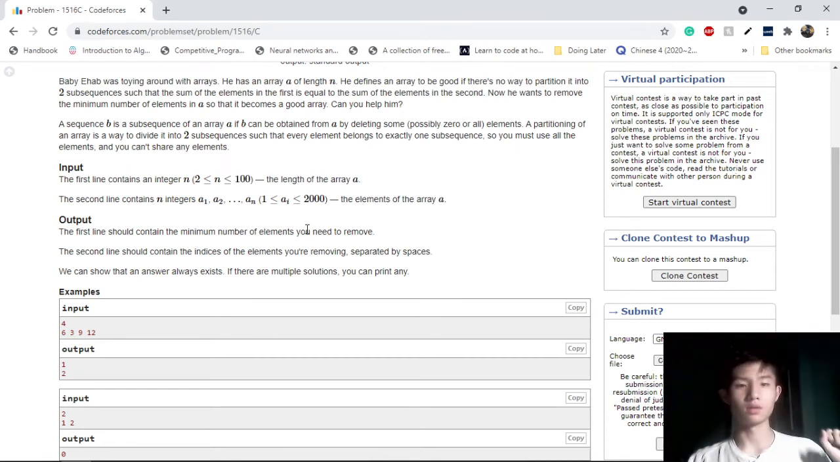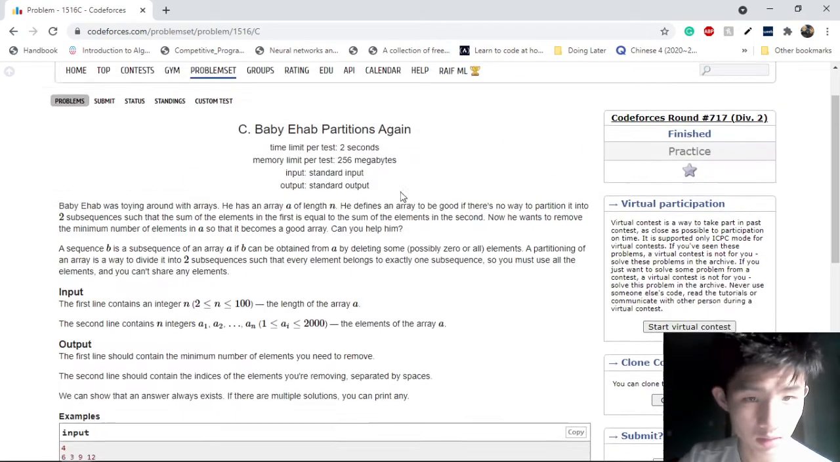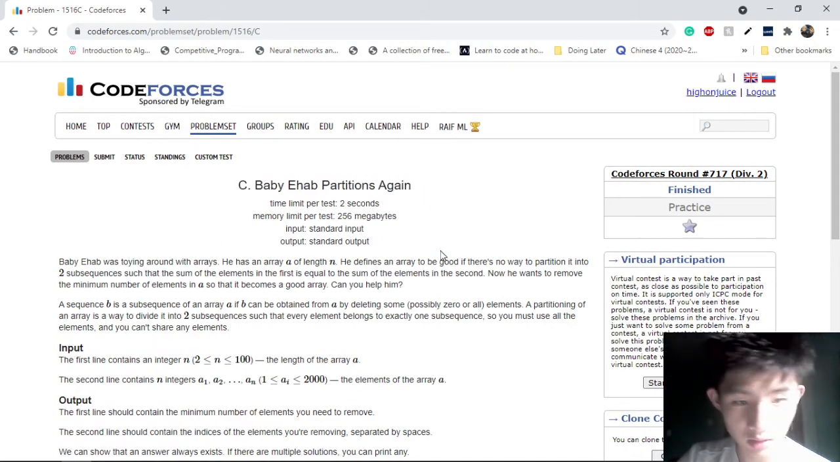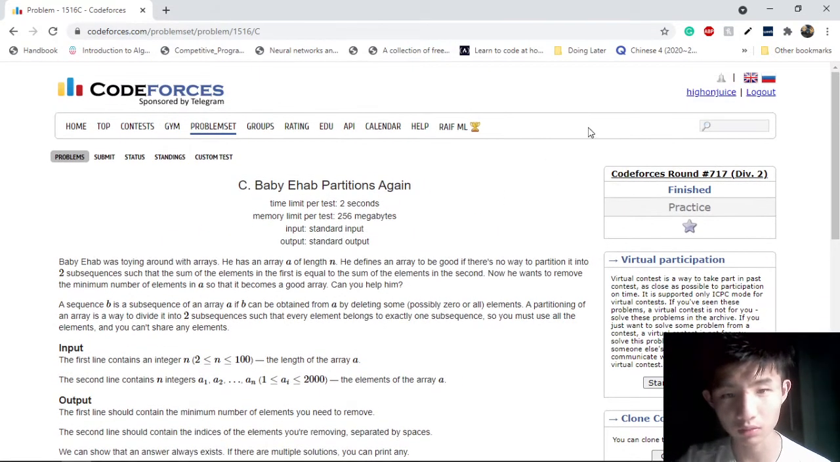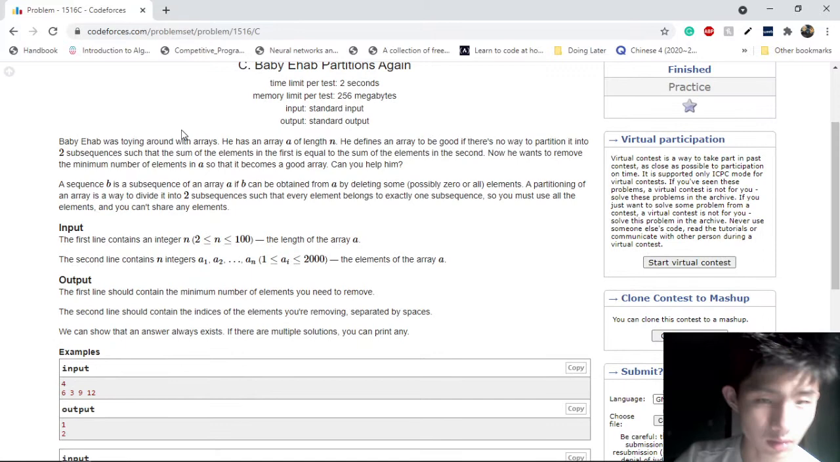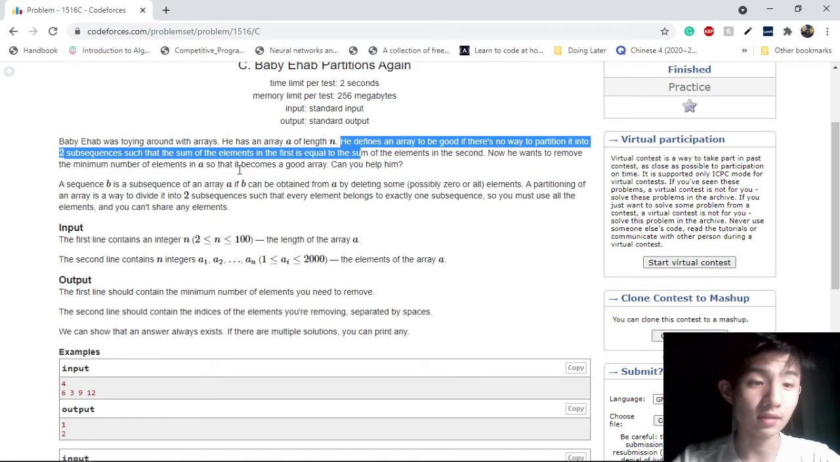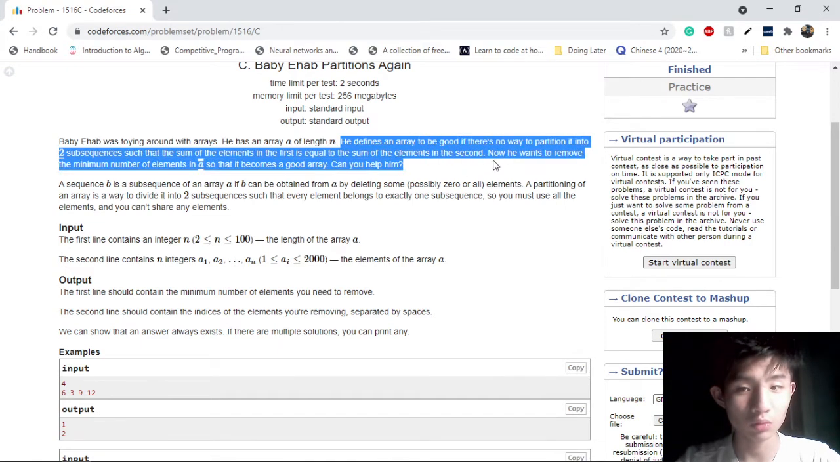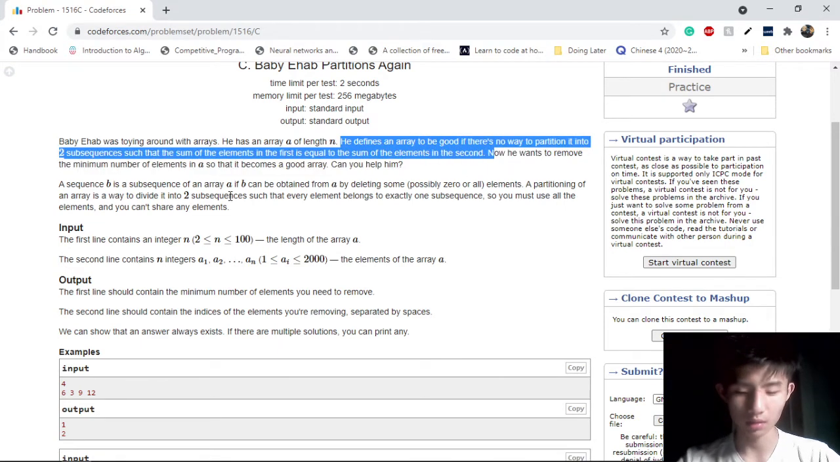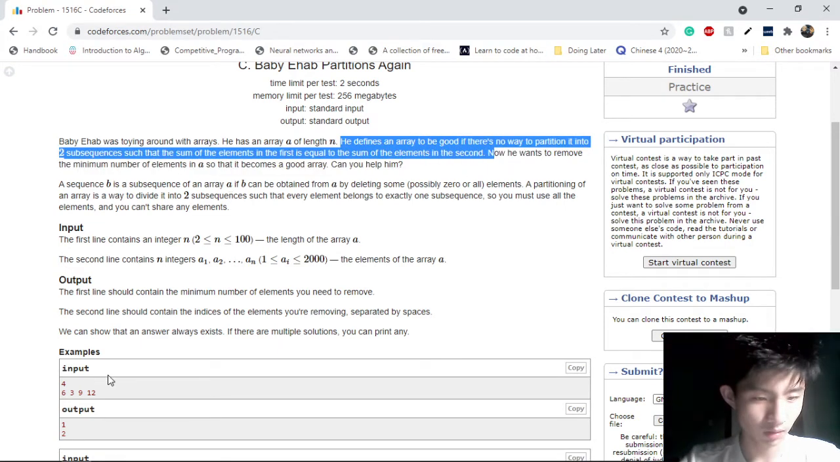Okay, let us begin. Today we're doing Baby Ehab's Partitions again. This was from a while ago, but the idea is you're given an array of numbers and trying to make it so that there's no way to divide the array into two groups in which the sum of the elements is equal to each other.